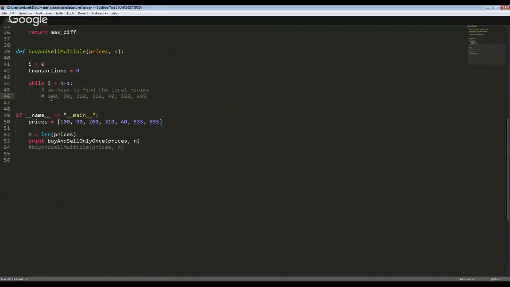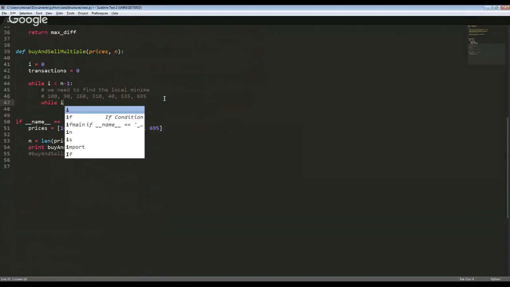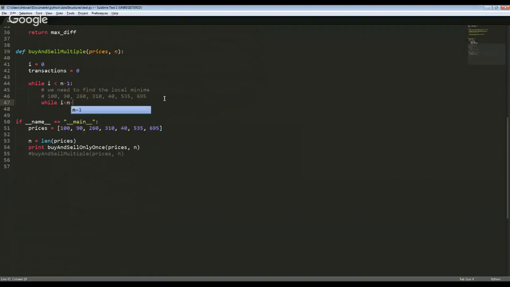So the local minima here is 90, lesser than 100, right? So we can assume if we buy the stocks at rupees 90, we can expect to get profit afterwards. We are not sure, but we can expect, right? So we can have something like while i is less than n minus 1. Why n minus 1? Because we will not be able to buy the stocks on the last day, right? Because we can't sell the stock on the same day. That is one of the constraints in the question.